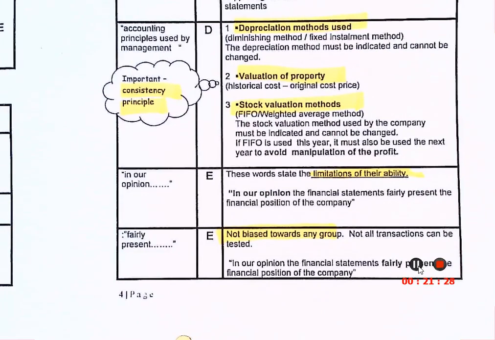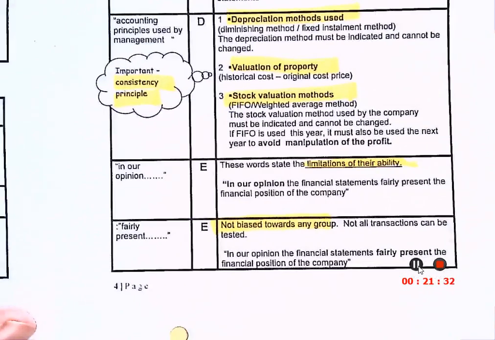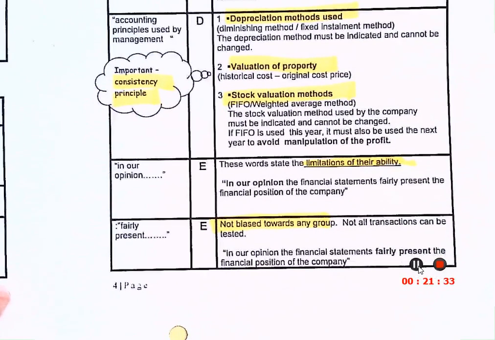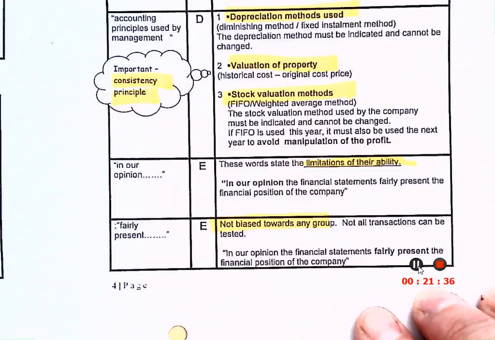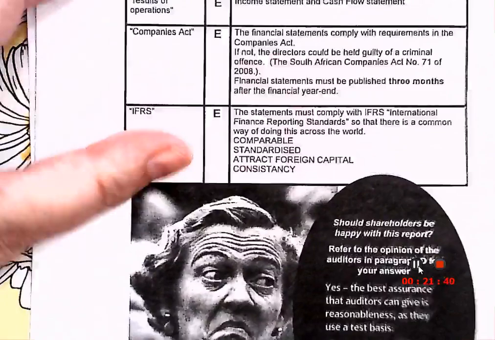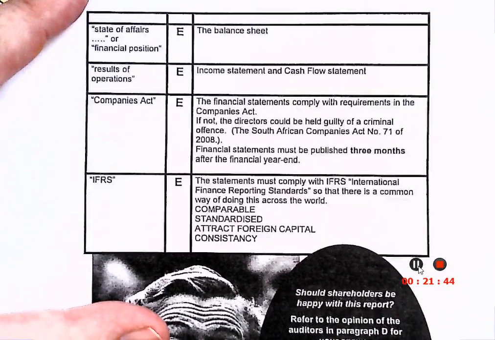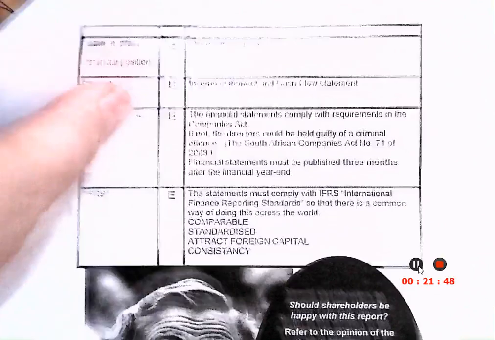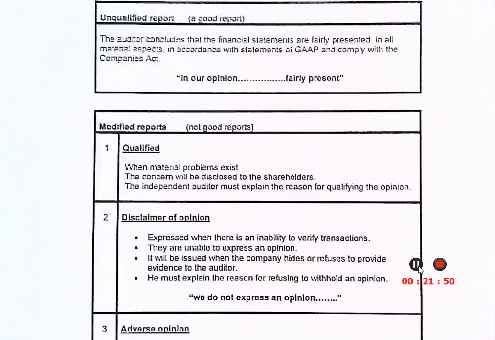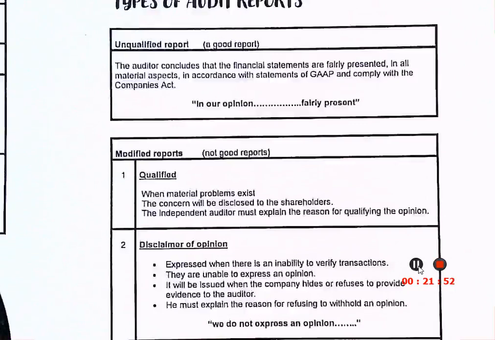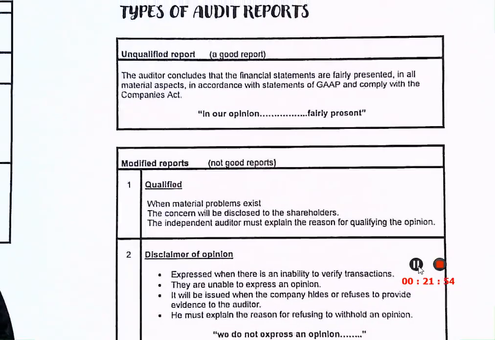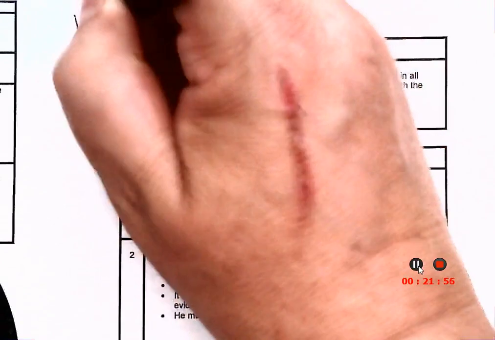Not all transactions can be tested. That's why it's based on only a certain amount. You go on, it says the state of affairs, the Companies Act, IFRS, you can go read through that. I did explain that to you. But now the thing that I want us to quickly look at is the different types of reports. There's 4. And you have to know their names.